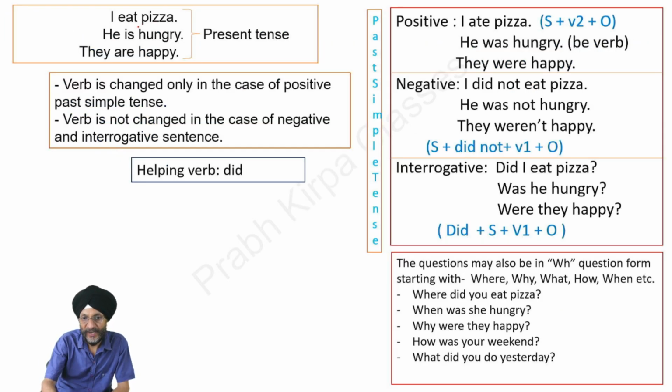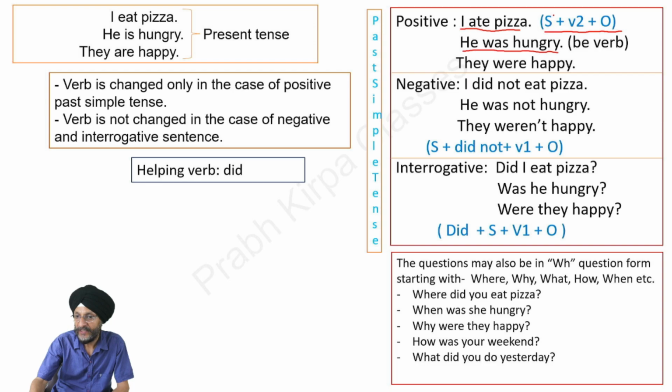Next, if we say I eat pizza, he is hungry, they are happy, this is the present tense. If we want to say this in the past simple, then the example will be I ate pizza, he was hungry. Here you will note that was is the be verb. They were happy.